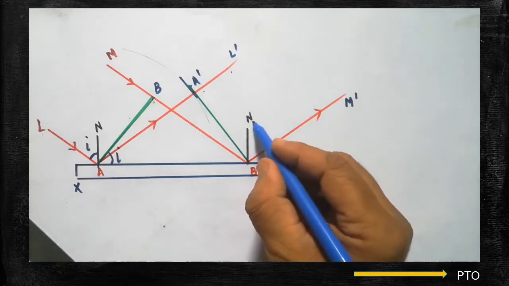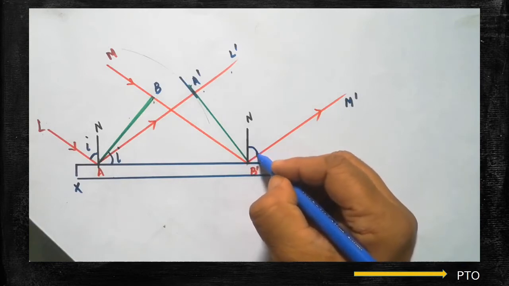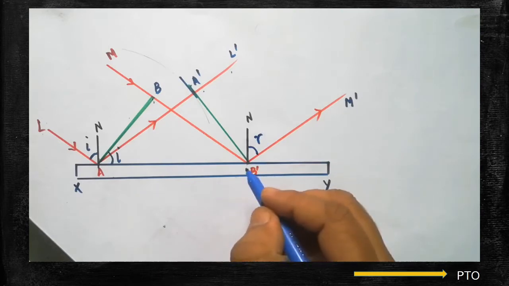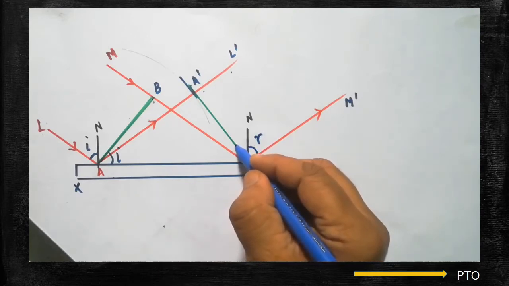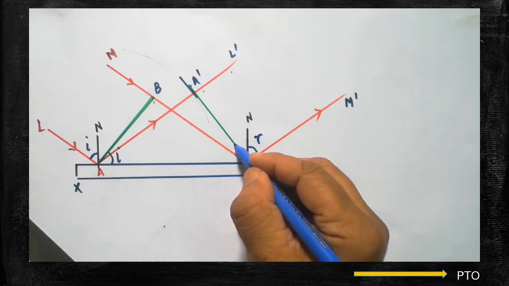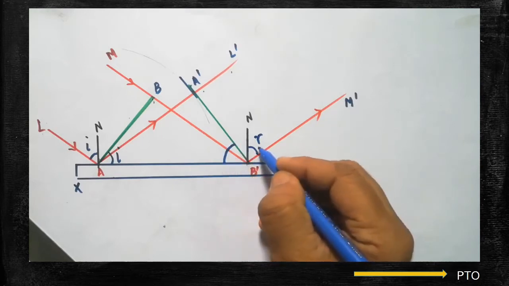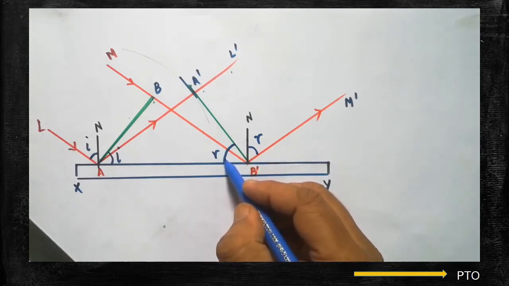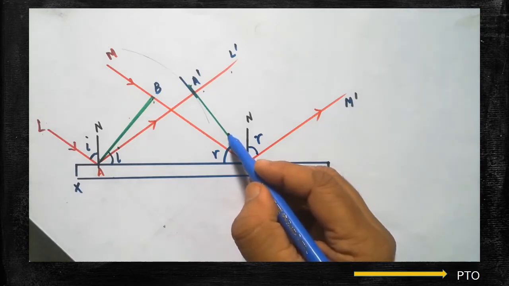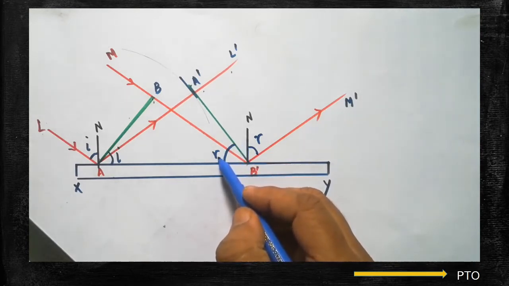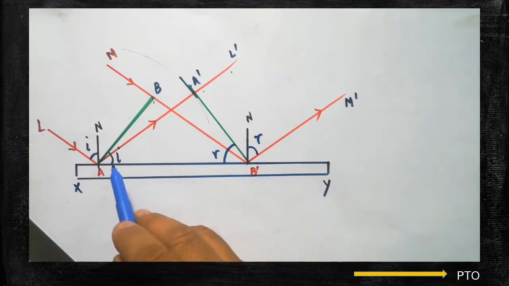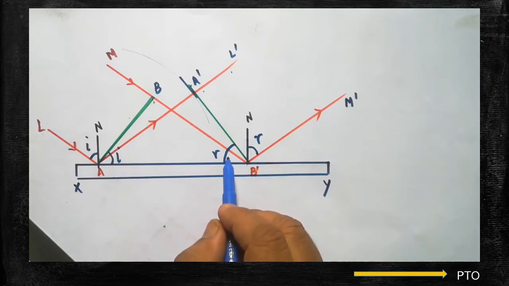Now measure the angle between the normal and the reflected ray. Here this angle is called the angle of reflection. If you measure the angle between the reflected wavefront and the surface, you will get the same angle r. Make a note. How will you define angle of reflection? The angle between the reflected wavefront and the plane surface can be called the angle of reflection. Now we have to prove that the angle of incidence is equal to the angle of reflection. Are you clear?